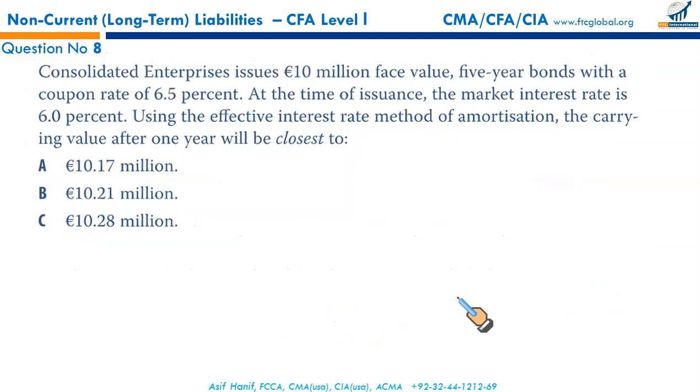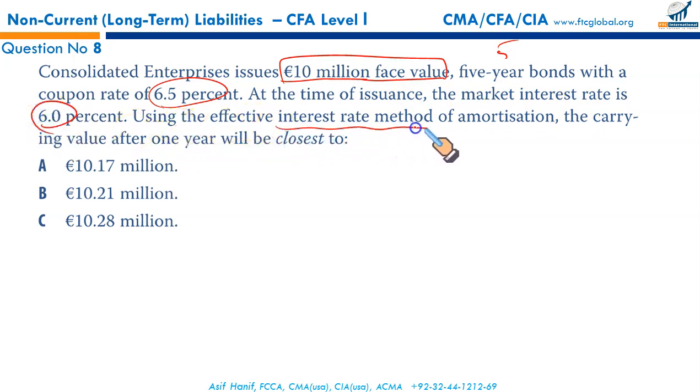Next, Consolidated Enterprises issues 10 million euros face value 5-year bonds with a coupon rate of 6.5%. At the time of issuance, the market interest rate is 6%. Using the effective interest rate method of amortization, that's what we have been doing so far, the carrying value after 1 year will be closest to. Same thing we did a little while ago.